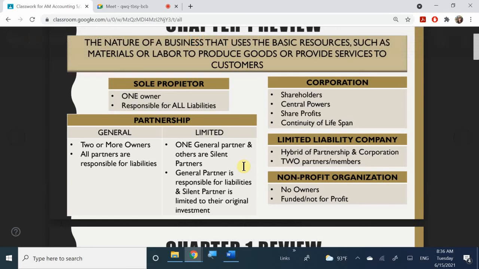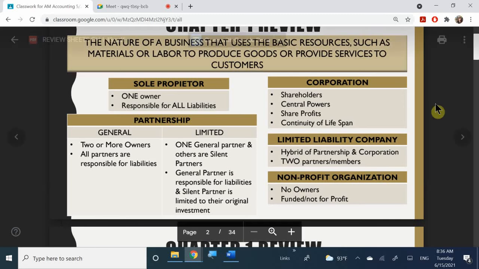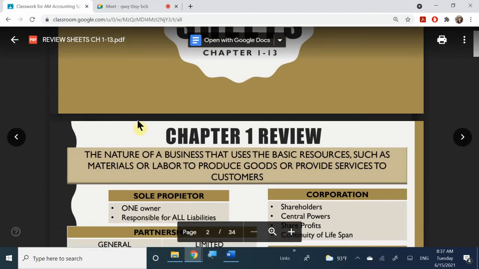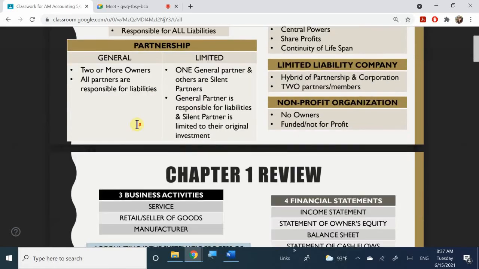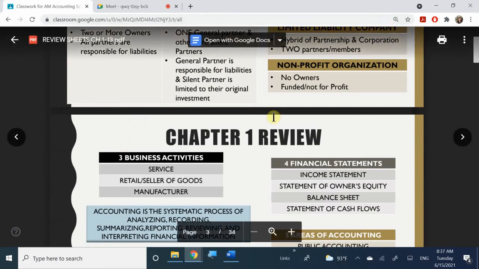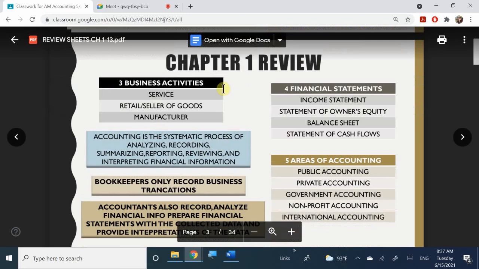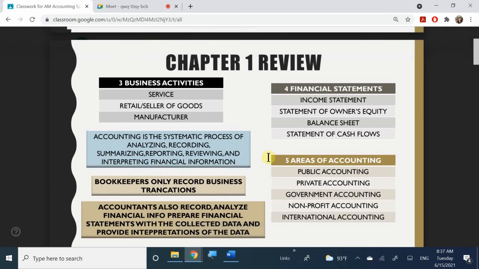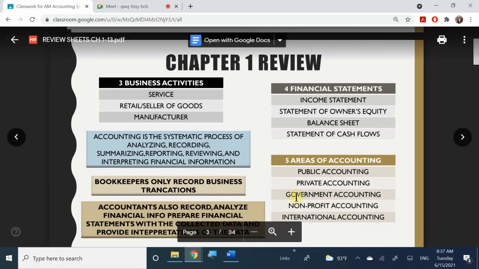I'm not going to go into way too much detail because all I really want you to know is just the general information, like what are the 5 business organizations, right? I don't need you to go into depth because the one that we are primarily looking at is going to be a sole proprietor. However, for chapter 1, I don't need you to know too much detail. I just need you to know the basic information, like what are the 5 different organizations, what are the different business activities, what are the 4 financial statements, things like that. What are the areas of accounting? And that's pretty much it for chapter 1.